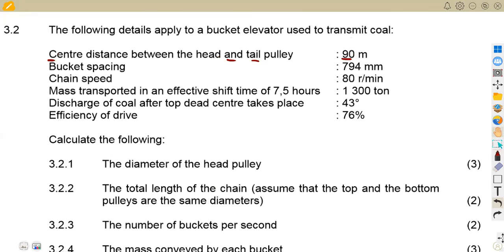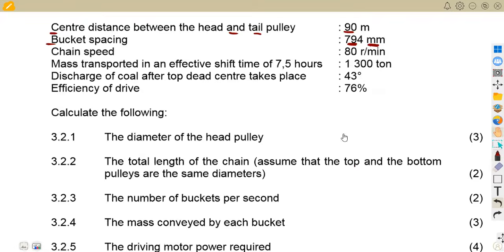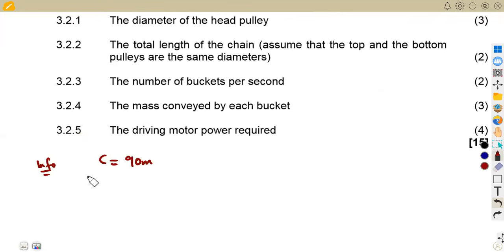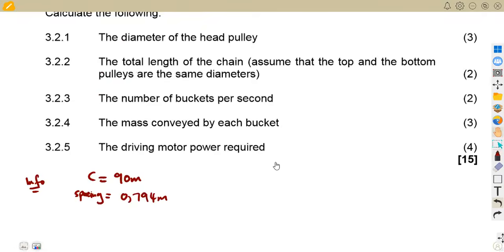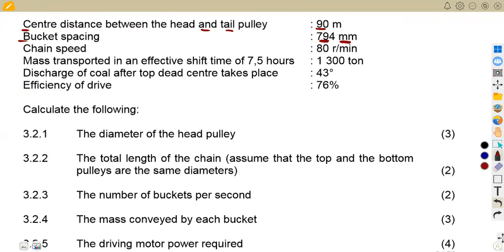Then we also have the bucket spacing in millimeters. Convert this to meters: if we divide by 1,000, we have 0.794. So we've got the spacing of 0.794 in meters. The spacing is supposed to be in meters, the distance between the points.